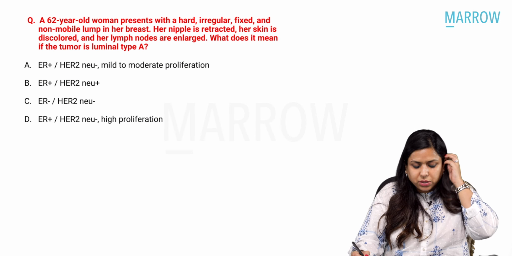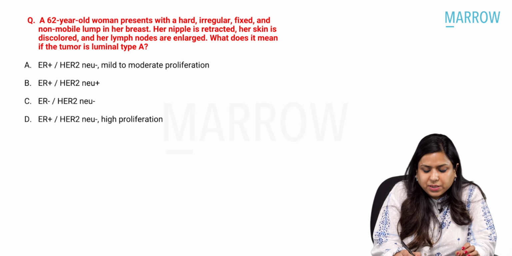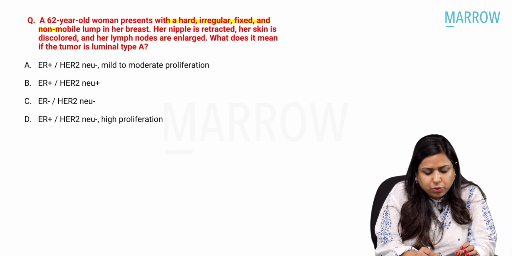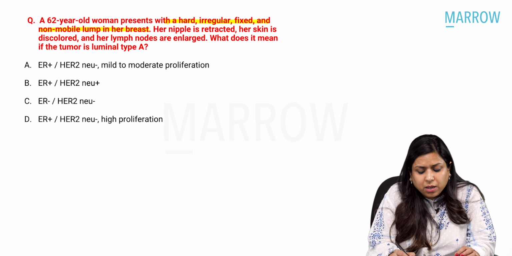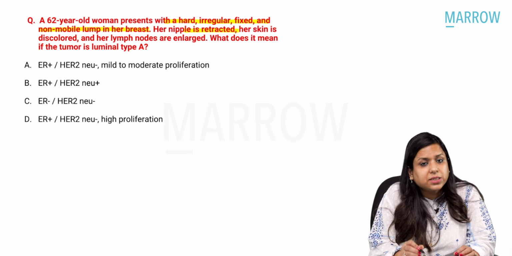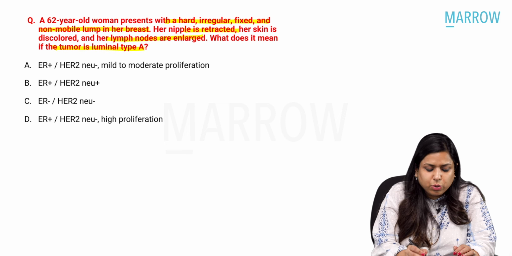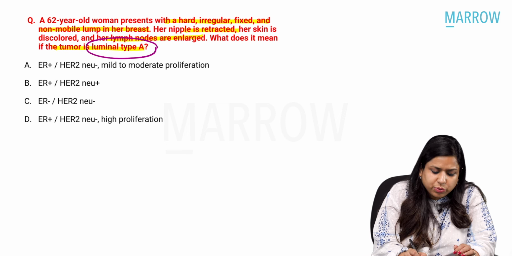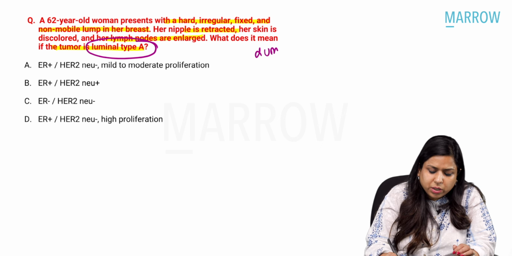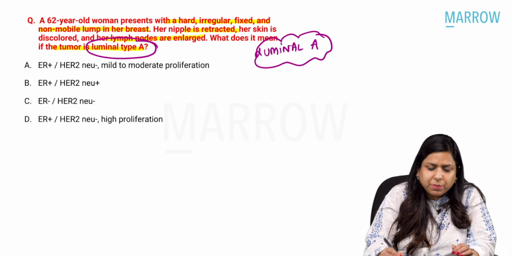Next question, students. A 62-year-old woman presents with a hard, irregular, fixed and non-mobile lump in her breast. Nipple is retracted and skin is discolored, lymph nodes are enlarged. What does it mean if the tumor is luminal type A? They just want to ask you that the patient has got luminal A tumor. What do you mean by that?